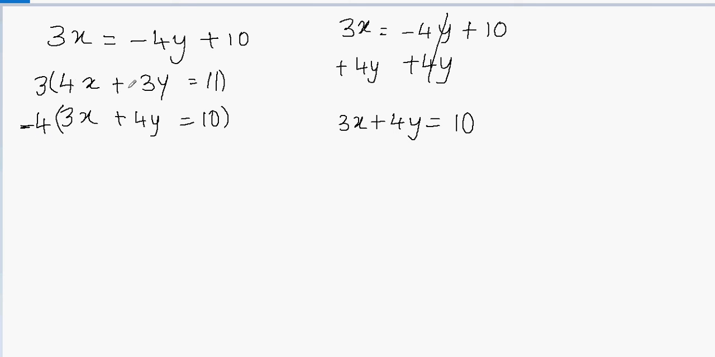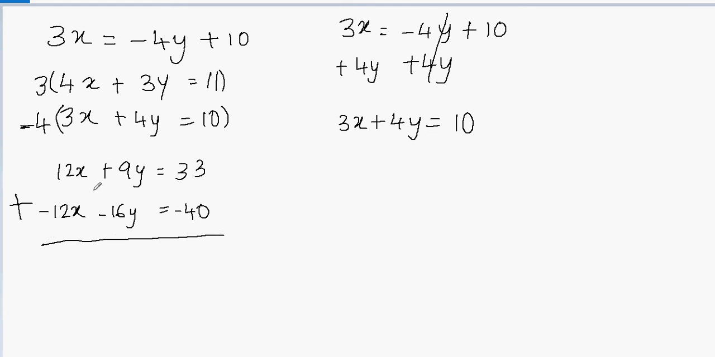So let's distribute 3 inside the parentheses. I will have 3 times 4x, which gives me 12x, plus 3 times 3y, which gives me 9y, is equal to 3 times 11, which gives me 33. Then here, negative 4 times 3x will give me negative 12x. Now remember I have to distribute the negative sign inside. Negative 4 times positive 4y will be negative 16y. And then this is equal to negative 4 times 10, which is negative 40. Okay, now you can see that we have the same coefficient but with opposite signs. So now you can add the equations.